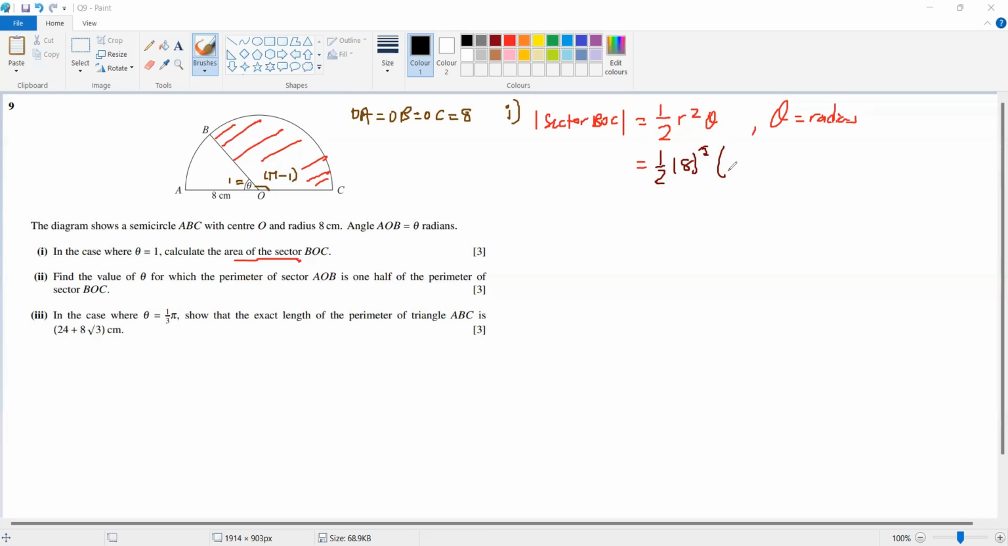Then the theta is what? Pi minus 1. Okay, the theta is pi minus 1. Let's calculate this, please. Let's put it in the calculator. We get the answer as roughly 68.5 units squared, or cm squared. Okay.